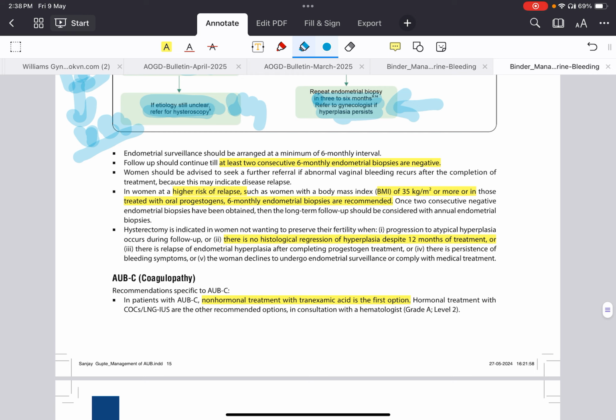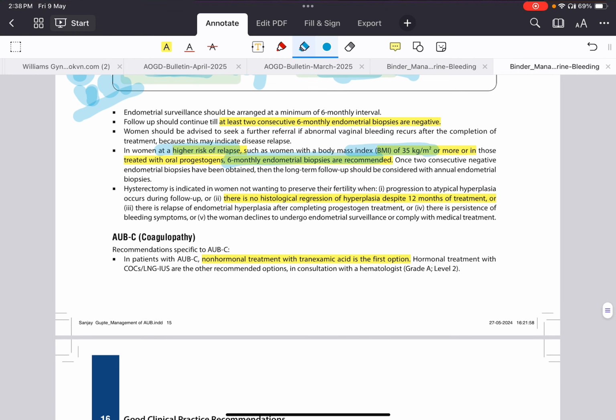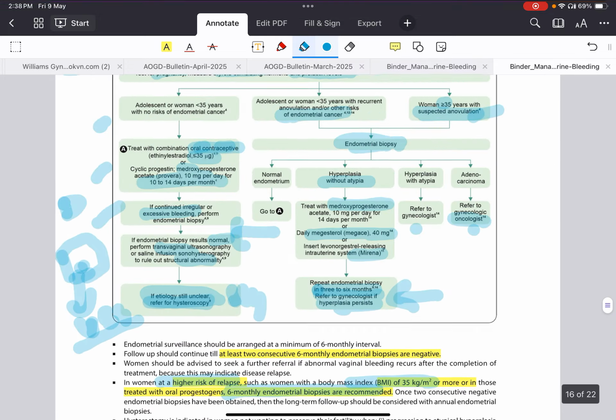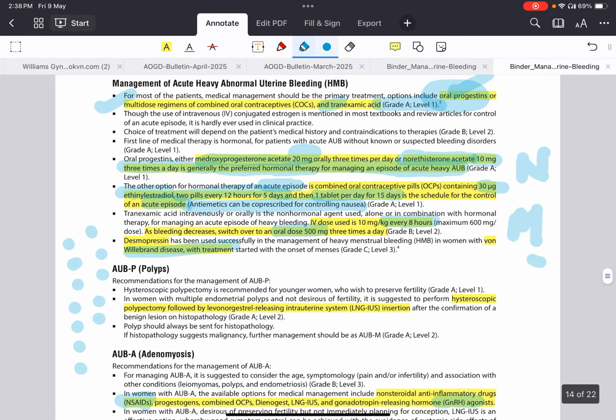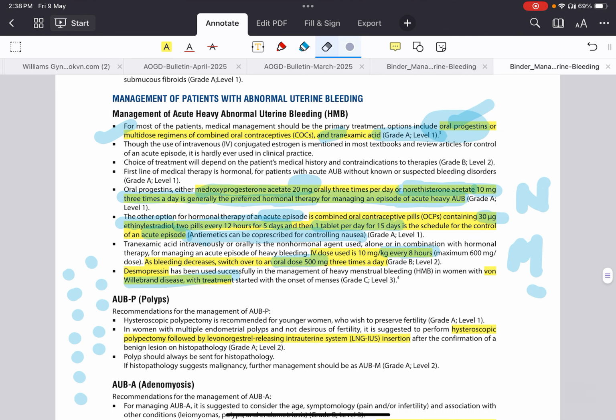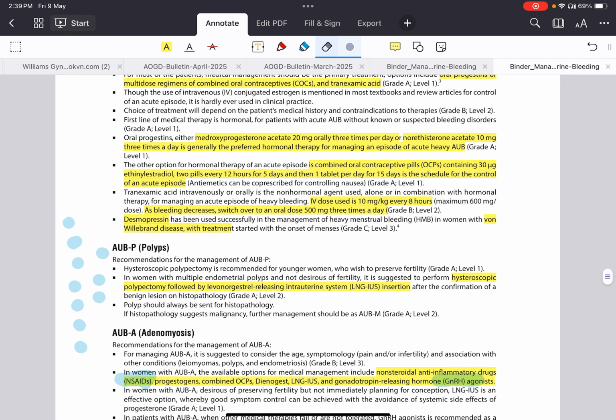A woman having high risk of relapse, like BMI of more than 35, should get 6 monthly endometrial biopsies recommended. So I'll just repeat this. This is the medical management. You can go for oral progestins or multi-dose regimens of oral contraceptive pills. You can go for oral progestins, that is medroxyprogesterone 20 or norethisterone 10, 3 times daily. For acute episodes, give ethinylestradiol 30 micrograms, 2 pills 12 hourly for 5 days and 1 pill for 15 days. And tranexamic acid 10 milligram per kg body weight 8 hourly.